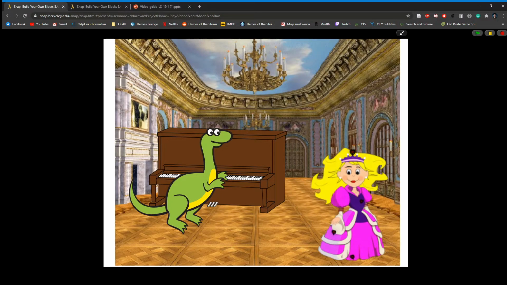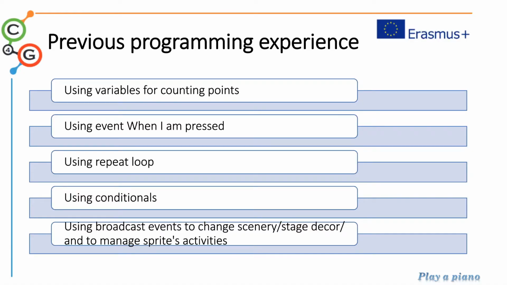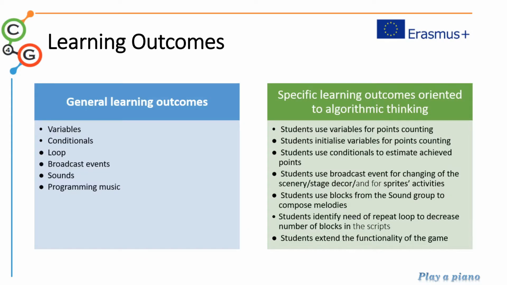Students will learn about melodies coding and playing and will improve their previously acquired knowledge about variables, loops, conditionals, broadcast, and other events. From the previous activities, students already know how to use variables for counting points, using the when I am pressed event, repeat loop, conditional, and broadcast events to change scenery, stage decor, and manage sprites' activities. In this activity, students will learn to use variables, conditionals, loops, broadcast events, sounds, and programming music.